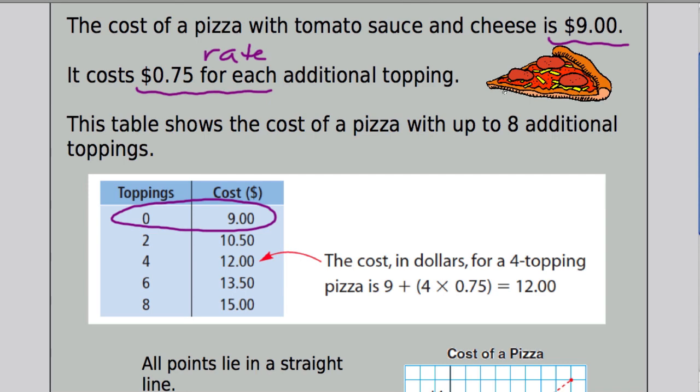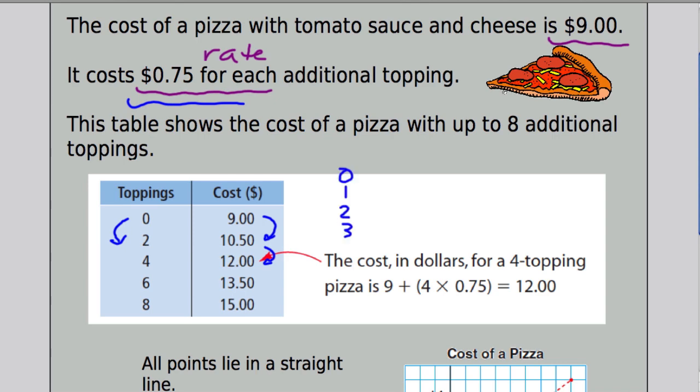Every 2 toppings is costing $1.50. So if you look at this table, it didn't go up by 0, 1, 2, 3, 4 toppings. It's counting up by 2s. And what it says up here is 75 cents for each topping. So if you were thinking about 2 toppings at once, that would be $1.50. So this is going up every time by $1.50.